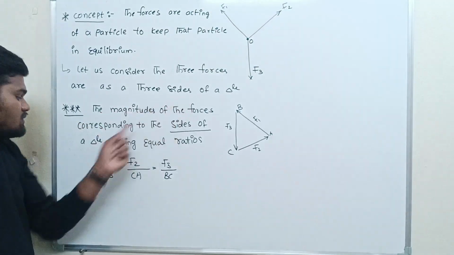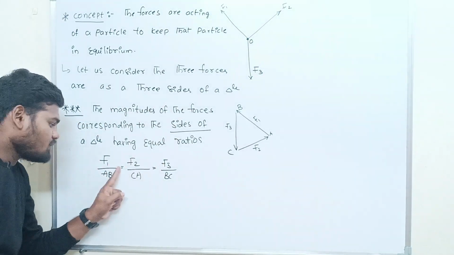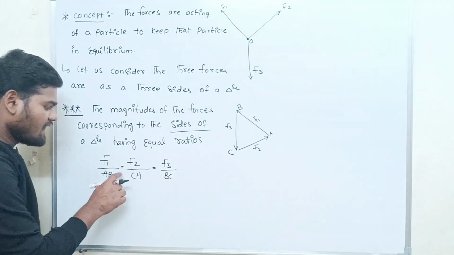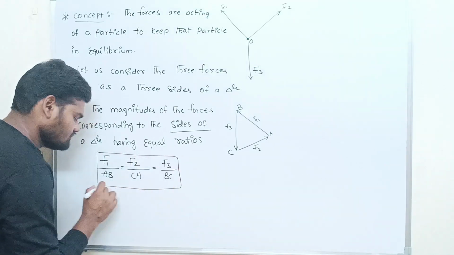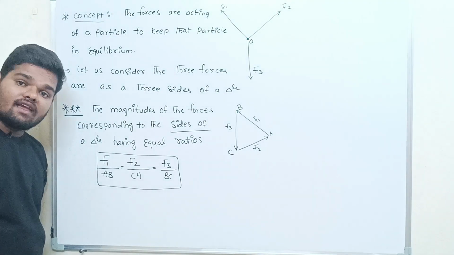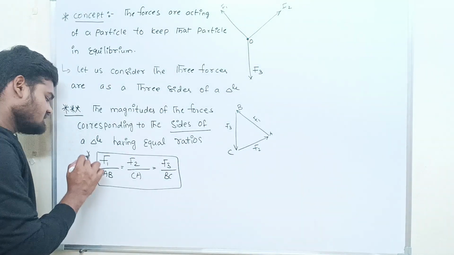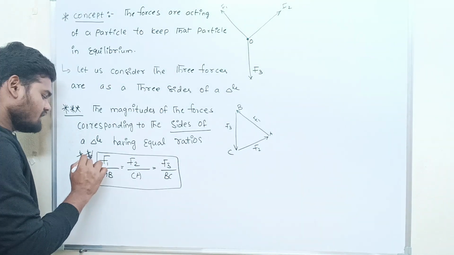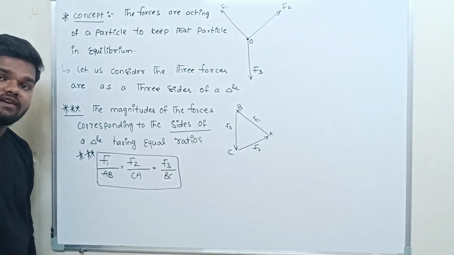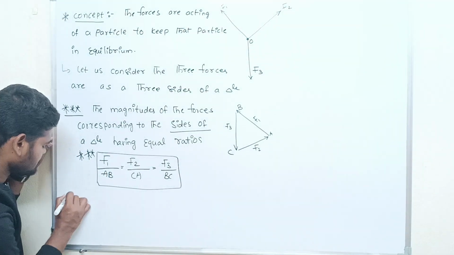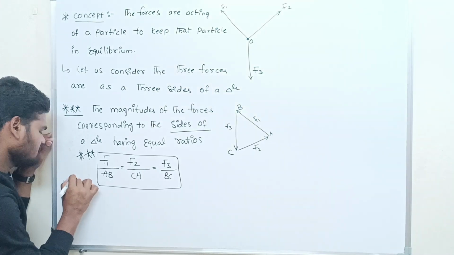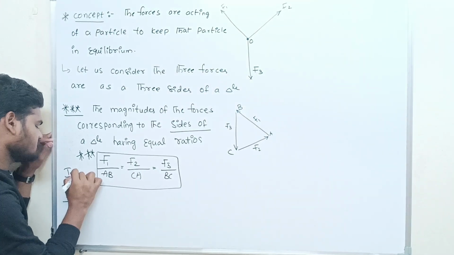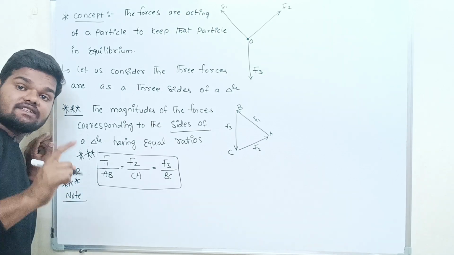So the magnitudes of the forces corresponding to the sides of a triangle have equal ratios. Are you getting? Any doubt? Okay. So please note this formula, an important formula. Note. This is also an important note. From this note, we have an MCET previous year problem.